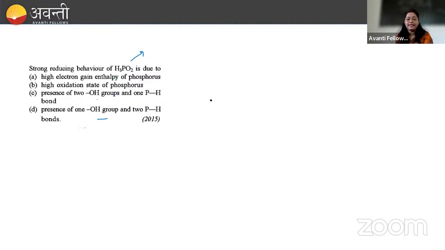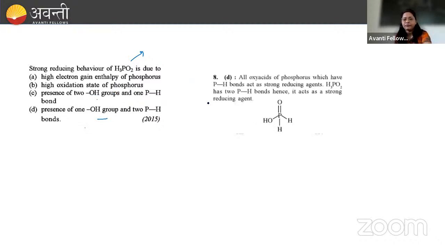So first of all, let's see the structure of this phosphinic acid. Right now we have talked about it. It contains only 1 OH group and 2 PH groups. So all oxo acids of phosphorus which have PH bonds, these PH bonds act as reducing agents. So this H3PO2 molecule contains 2 PH bonds, and that's why it acts as a strong reducing agent. That is the important point here.